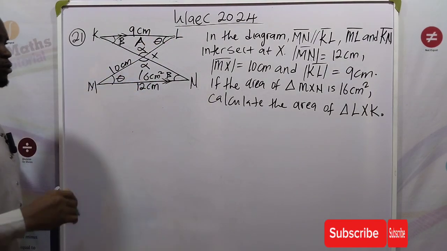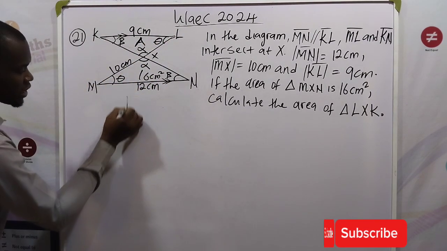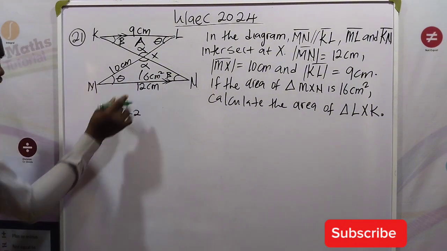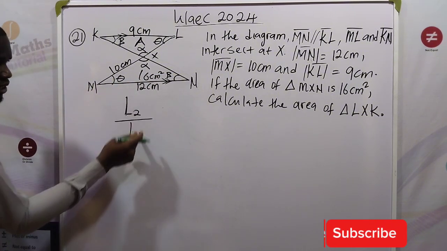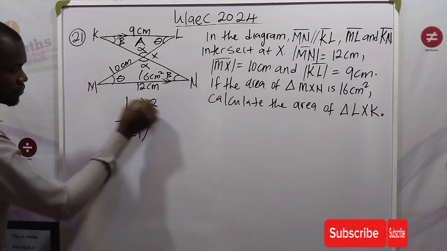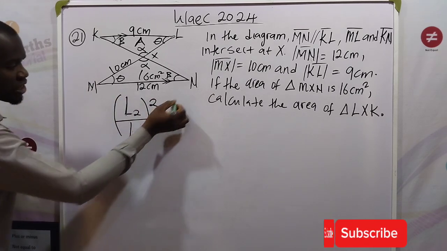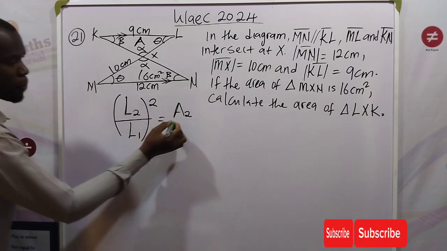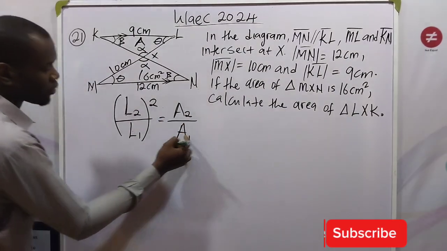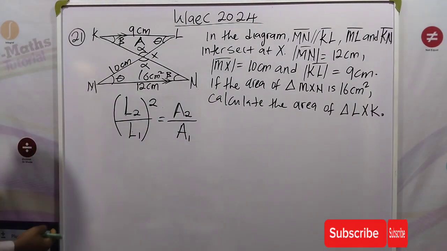Now, what does the formula for scale factor say? The length of one of the triangles over the corresponding length, let me use L1 and L2, squared, is equal to the area, let's say area 2, the area for this length, over the area 1, which is the area for this other length. All right.